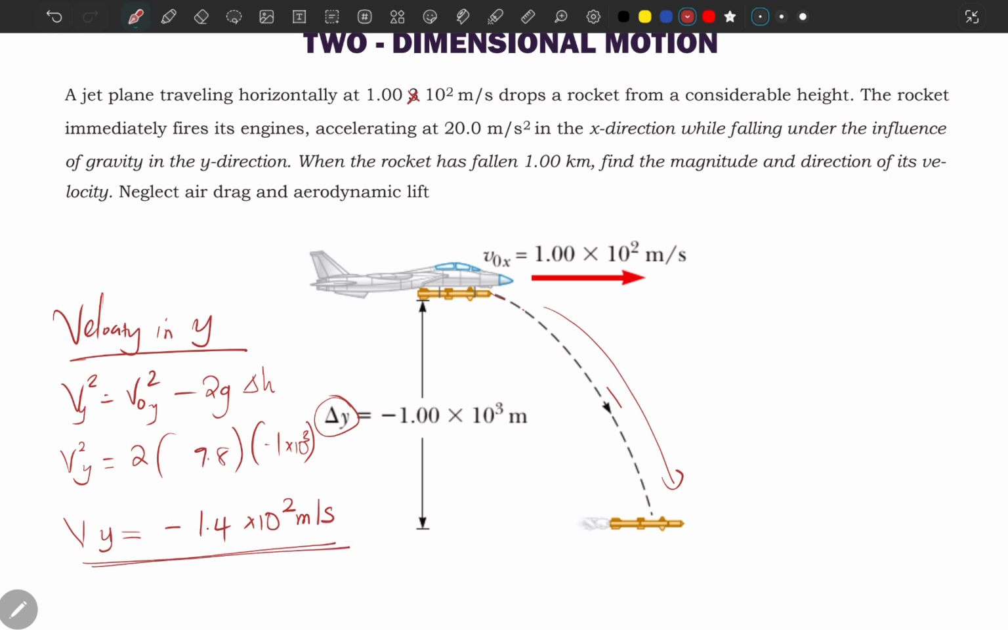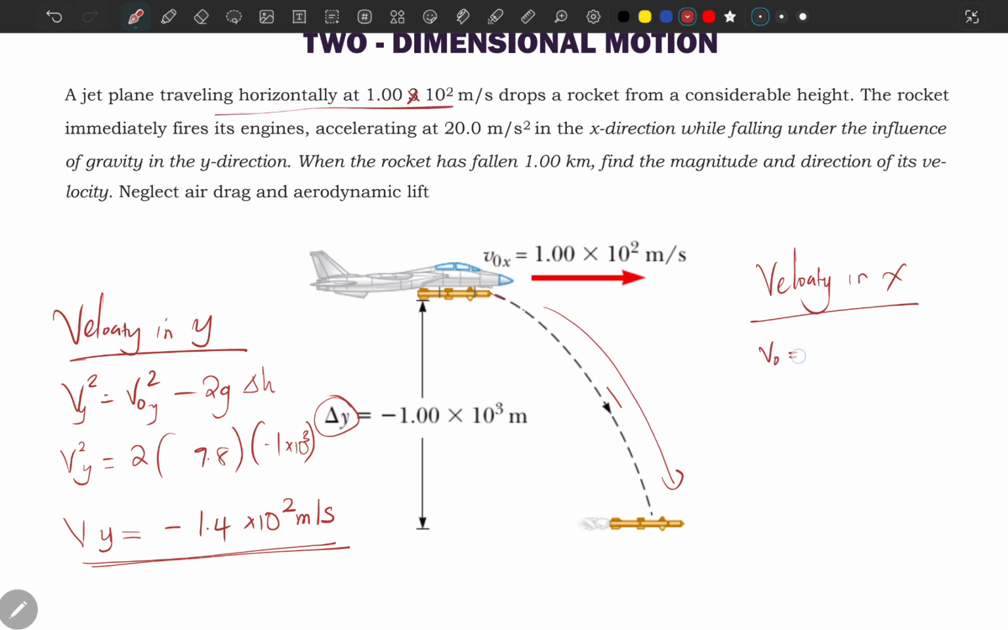All right, now let's also do the same in the x direction. But one thing that we know is that in the x, we have first this velocity here, which they gave us.